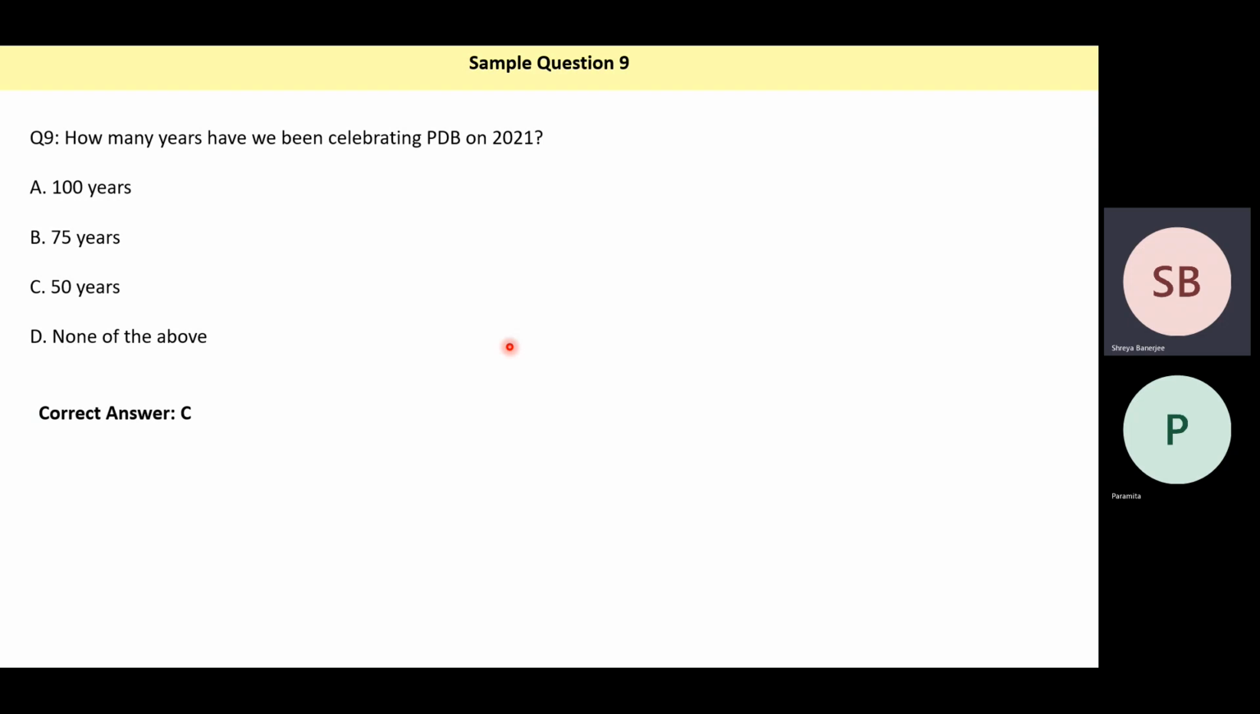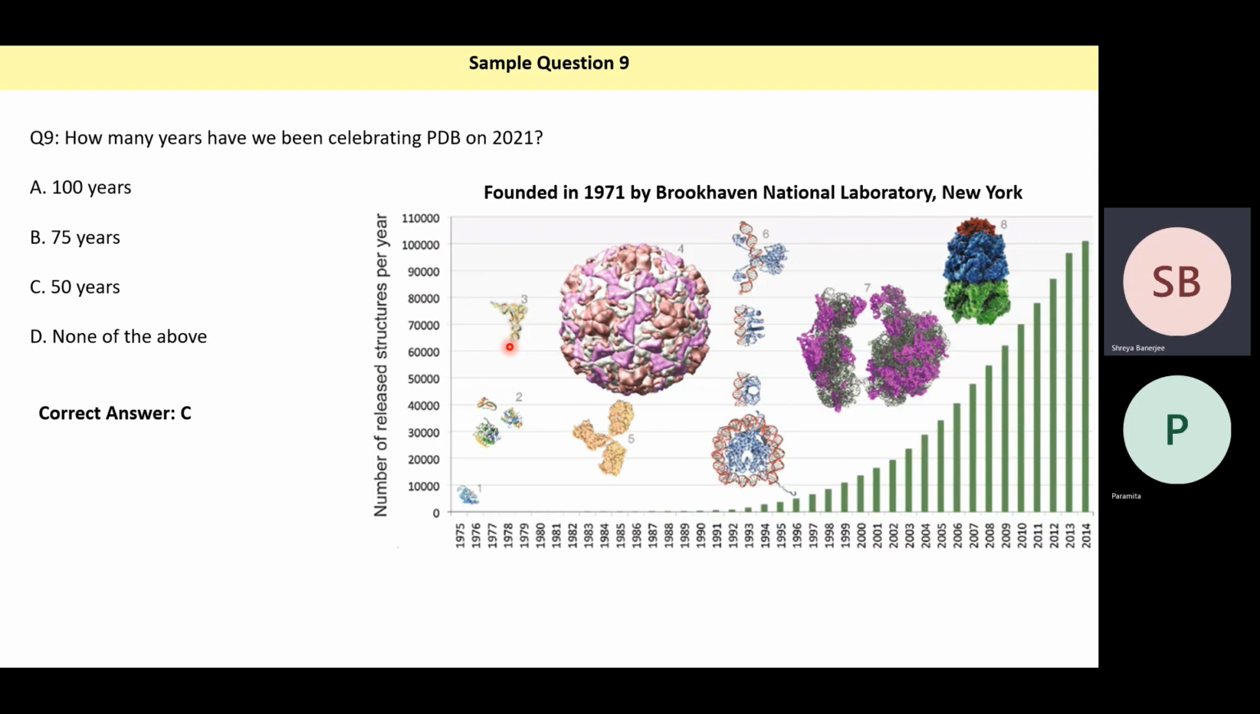So the answer is C, or 50 years. PDB was founded in 1971 by Brookhaven National Laboratory, New York. So from 1971 to 2021, it has been 50 years. And through the years, the number of released structures per year has been increasing almost exponentially. So the correct answer is C, 50 years.